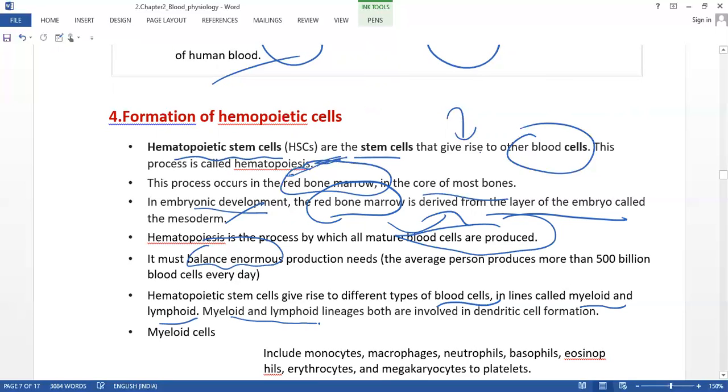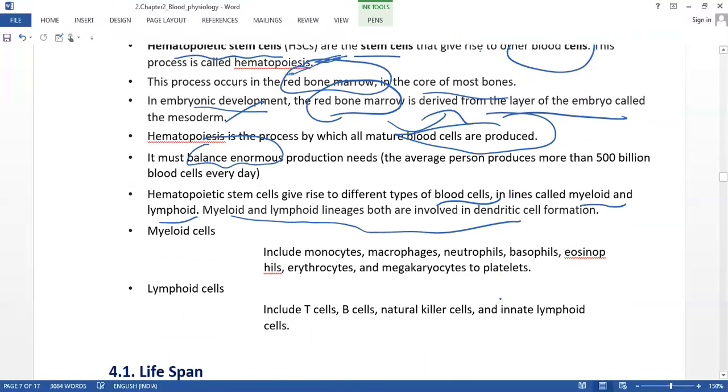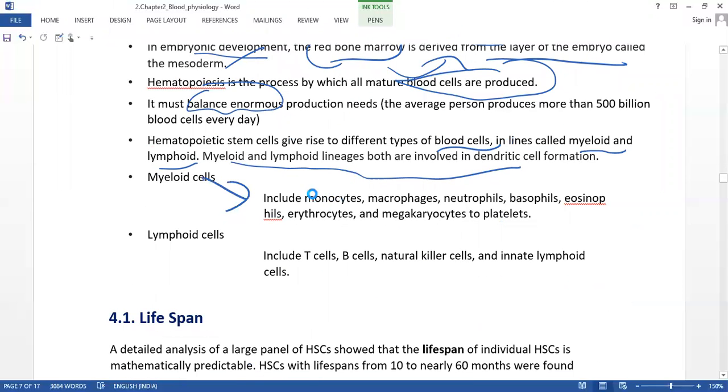Myeloid and lymphoid are both involved in dendritic cell formation. The myeloid includes the monocytes, macrophages, neutrophils, and basophils, whereas the lymphoid includes the T cells and the B cells, and also the natural killer cells, and in each lymphoid cell, and the lifespan.